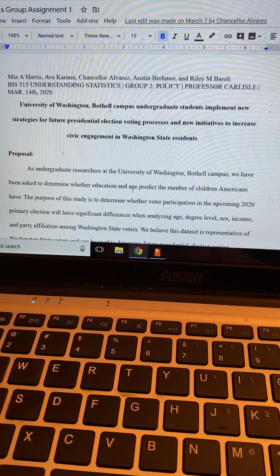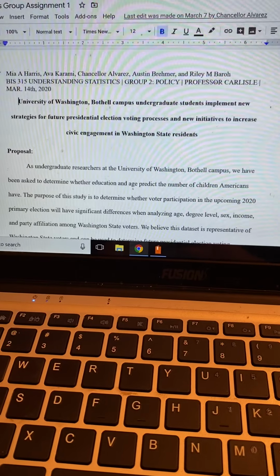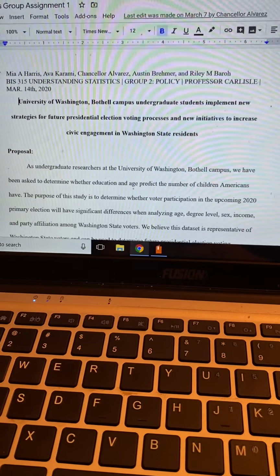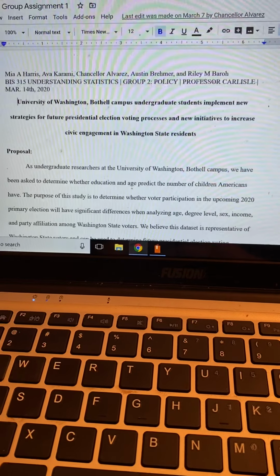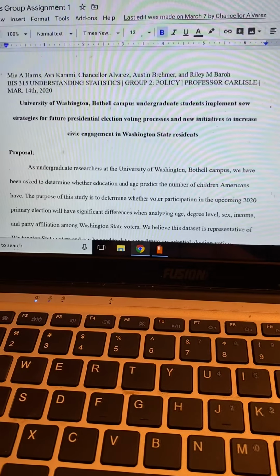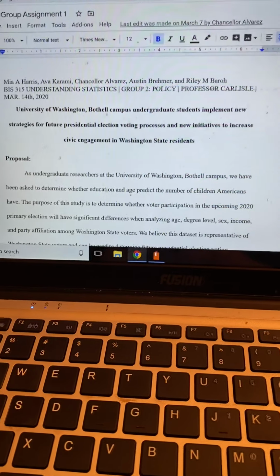Title of the project is University of Washington Bothell Campus Undergraduate Students Implement New Strategies for Future Presidential Election Voting Processes and New Initiatives to Increase Civic Engagement in Washington State Students.